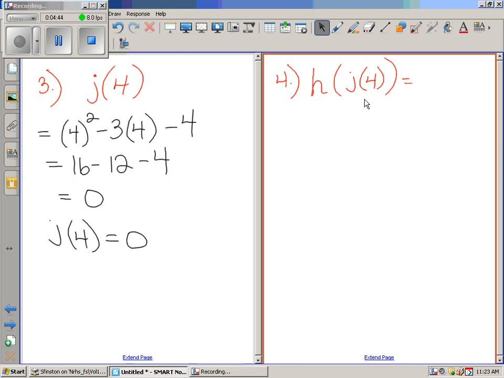Look! This right here, j at 4, we just saw in problem number 3. You can see it right next to it. j at 4 equals 0. So this problem really is the same thing as saying h at 0, right? They're the same thing.